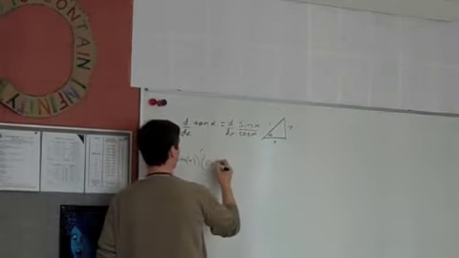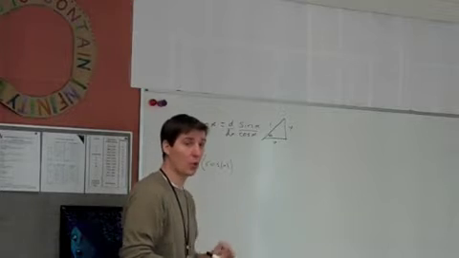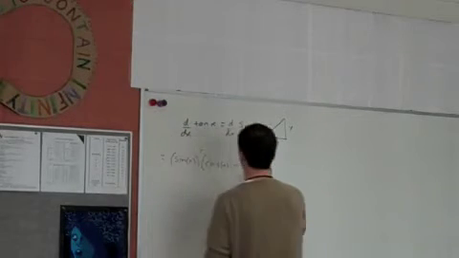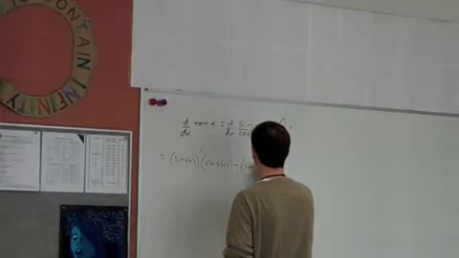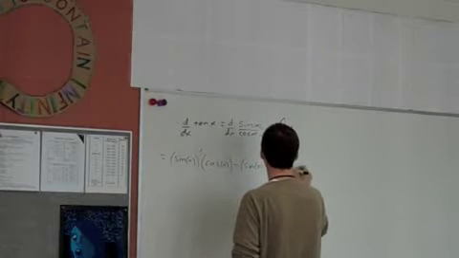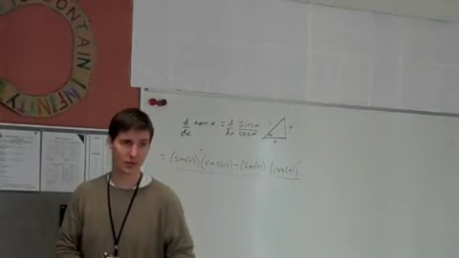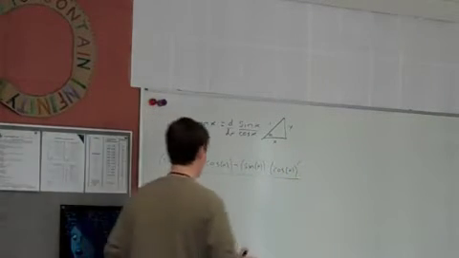times the second. The only difference between product and quotient rule is minus the first times the derivative of the second. In this case, the second being the denominator, all over the denominator squared.